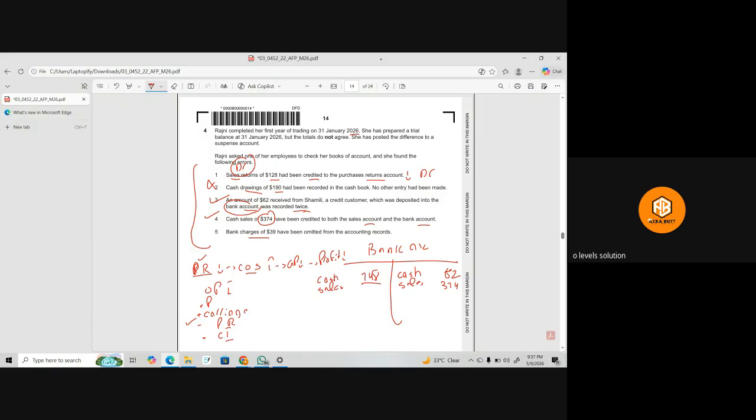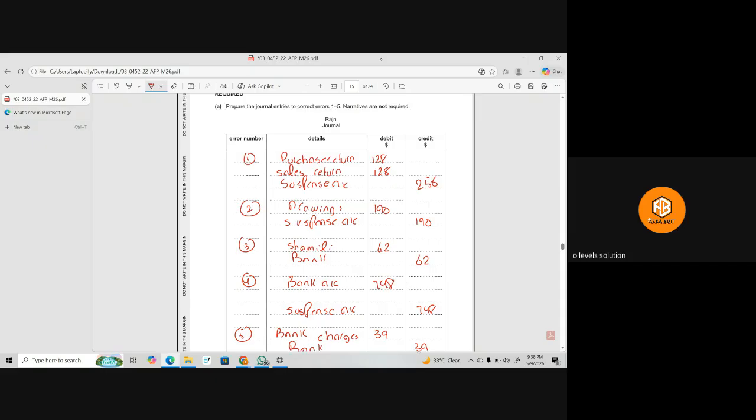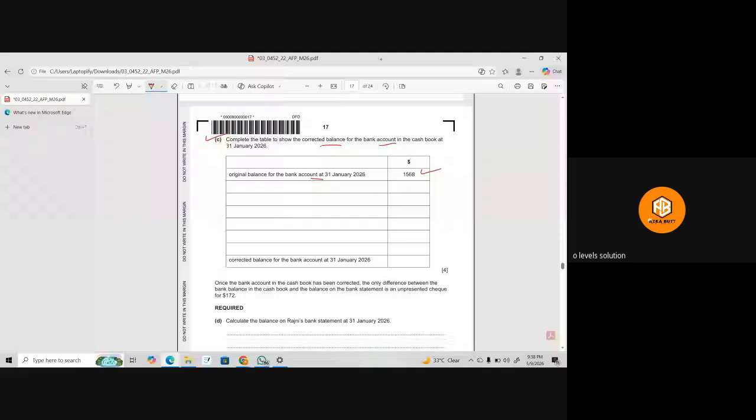An amount of 62 received from Shamili, a credit customer, which was deposited in the bank account, was recorded twice. So what we did here, if we just go down, we just decrease this 62 from the bank, because we recorded the 62 twice in the bank account. So when we are deducting it, we have to deduct this from here as well.